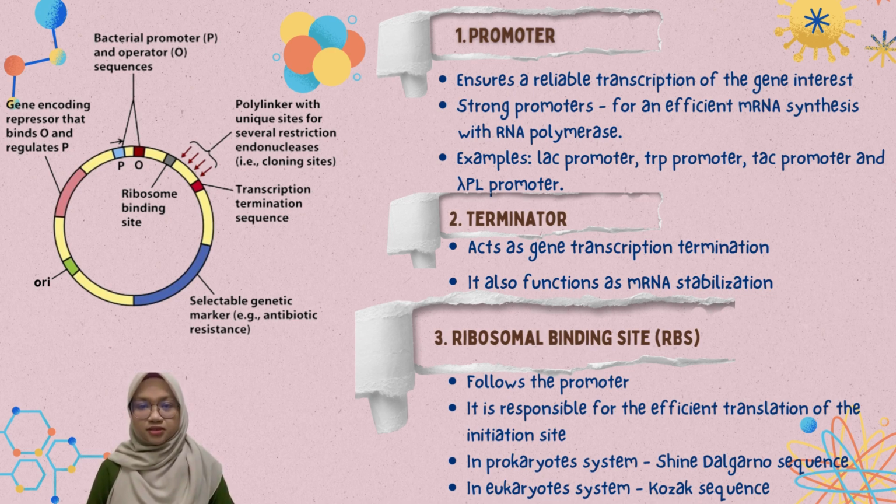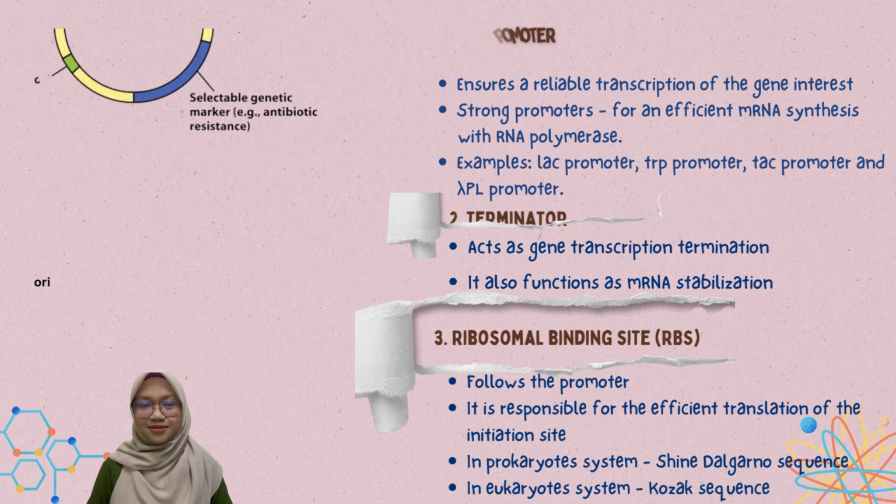Second is the terminator, which acts as gene transcription termination. Additionally, it also functions in mRNA stabilization. Next is the ribosomal binding site, known as RBS. It follows the promoter and is responsible for efficient translation of the initial site. The translation initial site in prokaryotes is known as the Shine-Dalgarno sequence. Meanwhile, translation in eukaryotes is initiated at a particular sequence called the Kozak sequence.